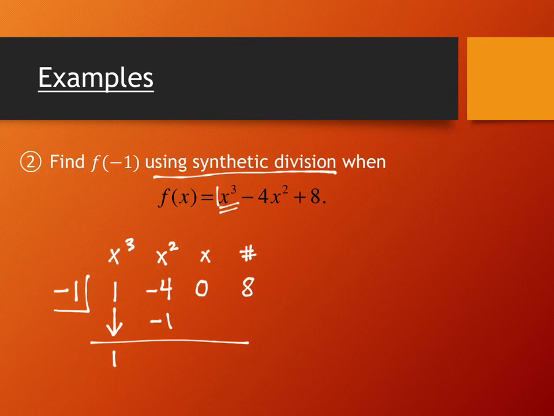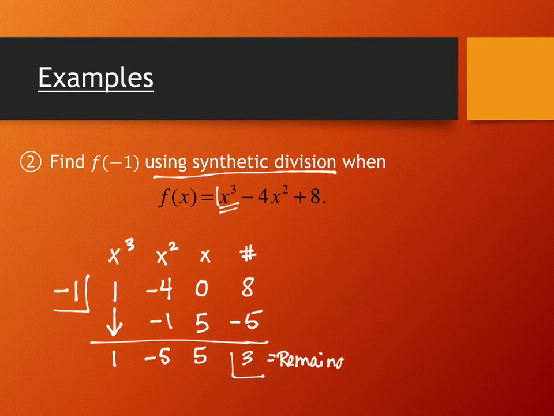Okay, so if I add down, what do I get here? Negative 5. And if I multiply my negative 5 by negative 1, I get 5, so it goes in the column with a 0. I add down, I get 5. I multiply by my negative 1 on the outside, negative 5. I add down, I get 3. So this 3 at the end is the remainder, right?